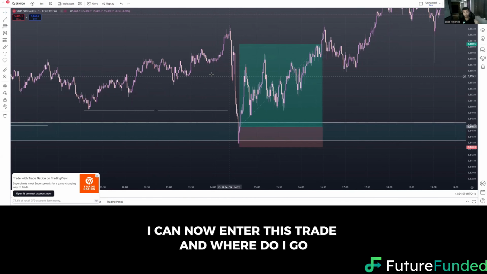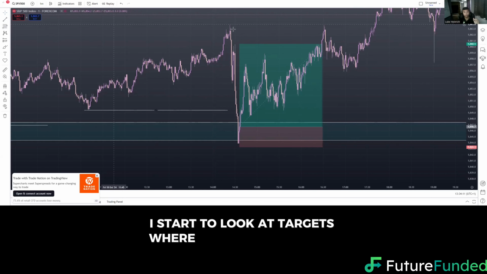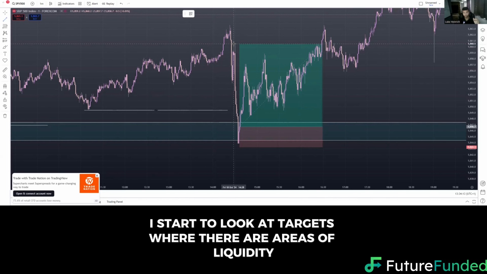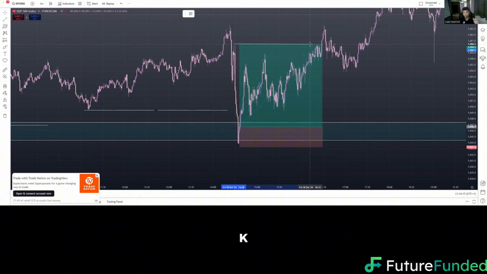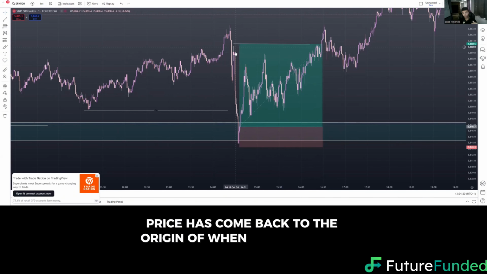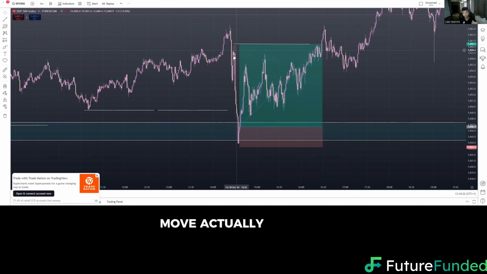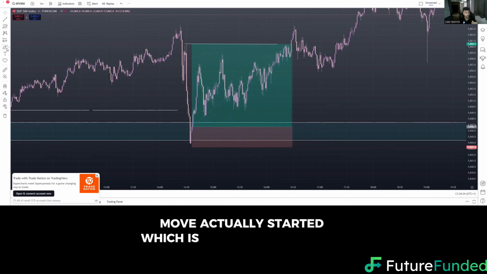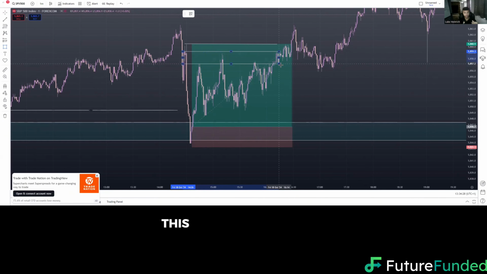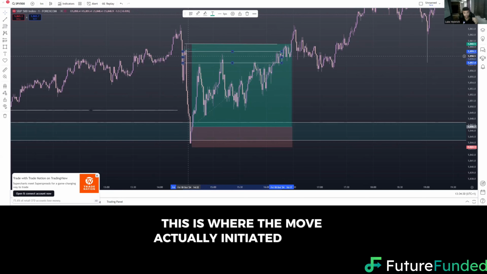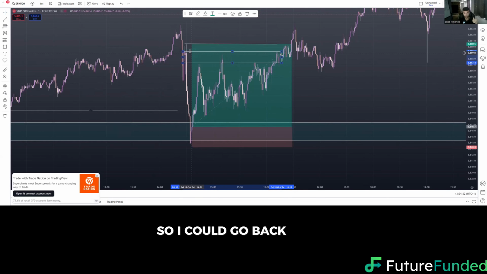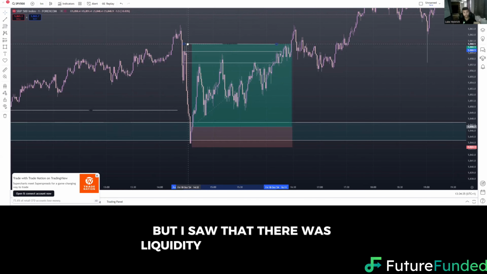And where do I go? I start to look at targets where there are areas of liquidity. Okay. Yes, I could say that price has come back to the origin of when the New York move actually started, which is, if we have a look at it right here, this is where the move actually initiated to the downside. So I could go back up to there, but I saw that there was liquidity sat just above here.